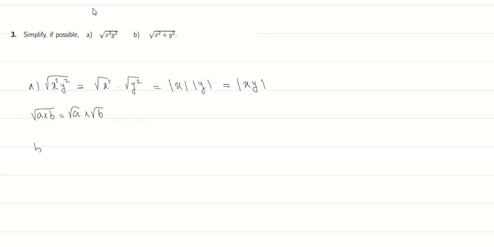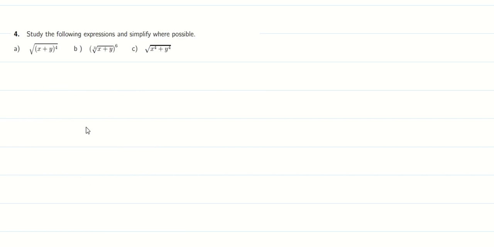Now let's move to part B. We have the square root of x squared plus y squared. As you guys know, based off the formulas, the square root of a plus b is not equal to the square root of a plus the square root of b. So we cannot simplify this expression more than this, and we should leave it as it is. So this one couldn't be simplified more, and it should be written as the square root of x squared plus y squared.